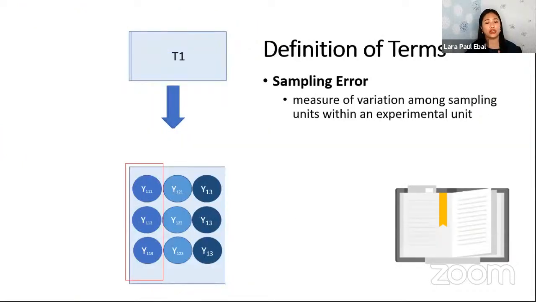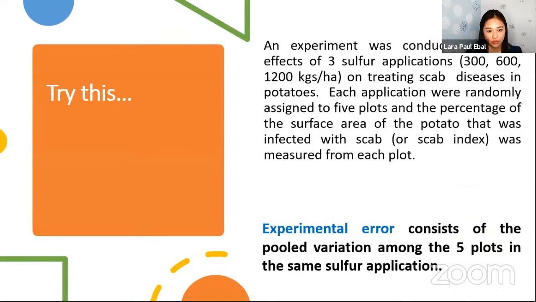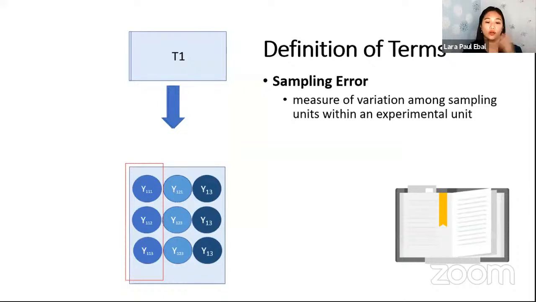Another term that we need to learn is sampling error. So if we have experimental unit, we have this experimental error. Then if we recall, we have the sampling unit, so we also have the sampling error. Sampling error is a measure of variation among sampling units within an experimental unit. So if you can imagine, we conduct subsampling, or we use subsamples, when sometimes we cannot measure the whole plot or the whole experimental unit. So sometimes we get 3 or more. Those variation of the responses of the sampling units are incorporated naman in the sampling error. So we have experimental error, we also have sampling error.